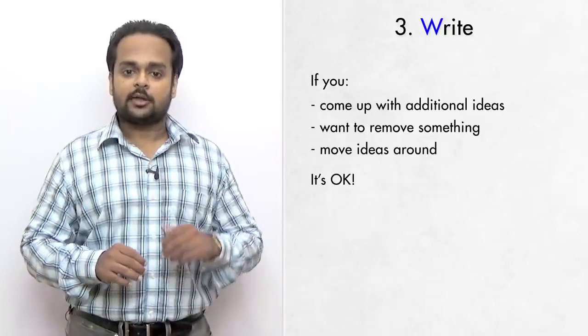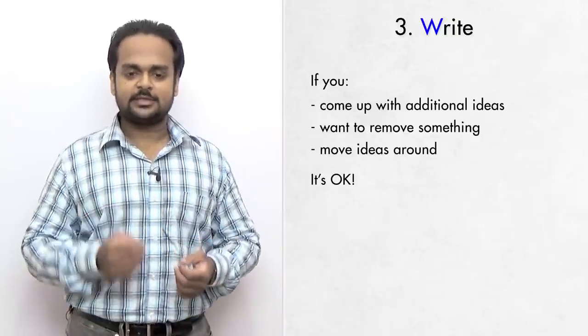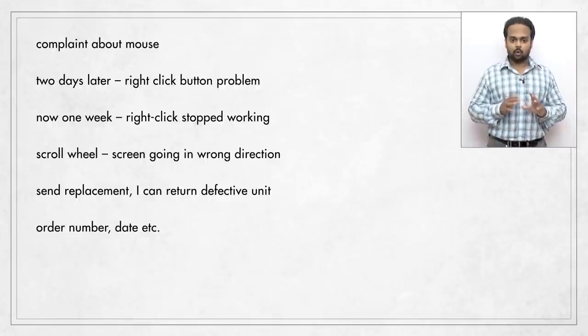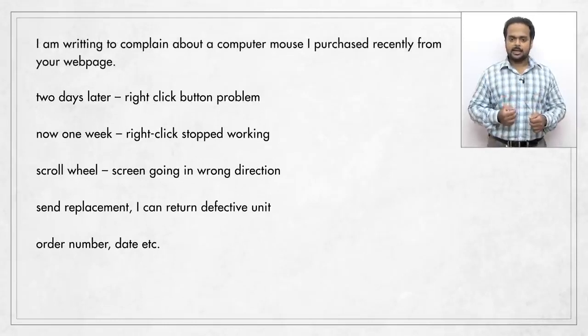All right, let's go back to our outline and write some full sentences. So here I have the outline that we created. I've added a few words here and there to make it easy to understand. The first point I want to mention is my purpose for writing. So I can take this idea and put it in a sentence like this. I am writing to complain about a computer mouse I purchased recently from your webpage. There are some mistakes in this sentence, but that's on purpose. Don't worry about them for now.